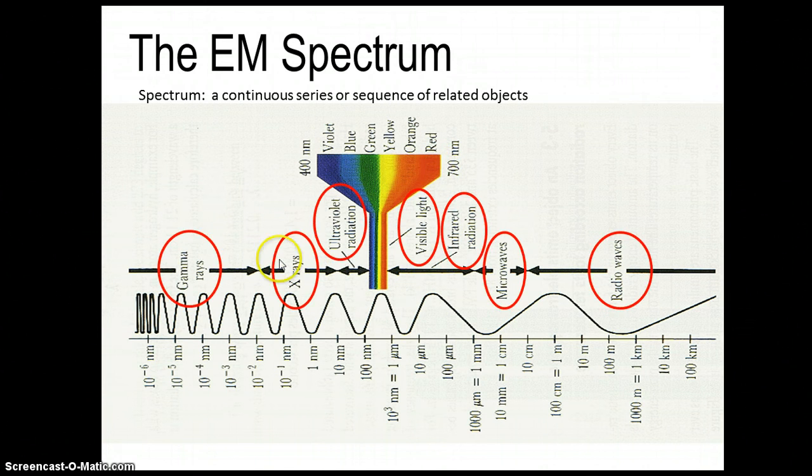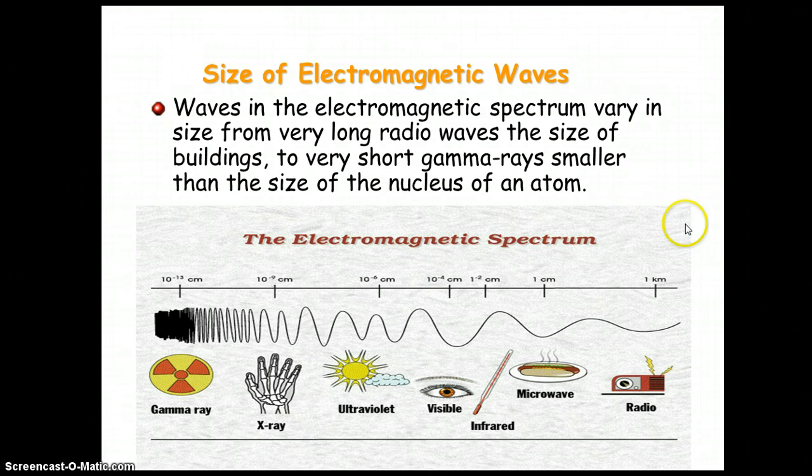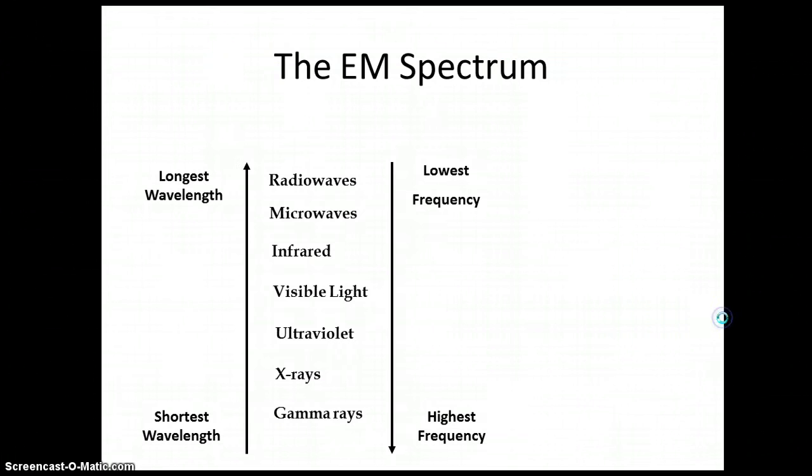So in total there are 1, 2, 3, 4, 5, 6, 7 waves in the EM spectrum that we are going to learn about. And in particular, you need to know the wavelength of gamma ray, X-ray, and so on. I think there's a better slide in a while, so let's move on. Yes, I think this is the better slide. Gamma ray wavelength, X-ray wavelength, and so on. Now, you need to memorize this.